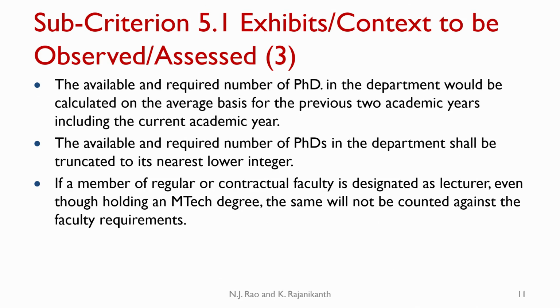Why we need to do all this in a little detail is, you may have faculty joining and leaving and so on. So, on what basis will you count whether you are satisfying the requirements of number of PhDs that you require? And the small concession: the available and required number of PhDs in the department shall be truncated to its nearest lower integer. So, you do not have to give a fractional number, but the lower integer will be adequate.